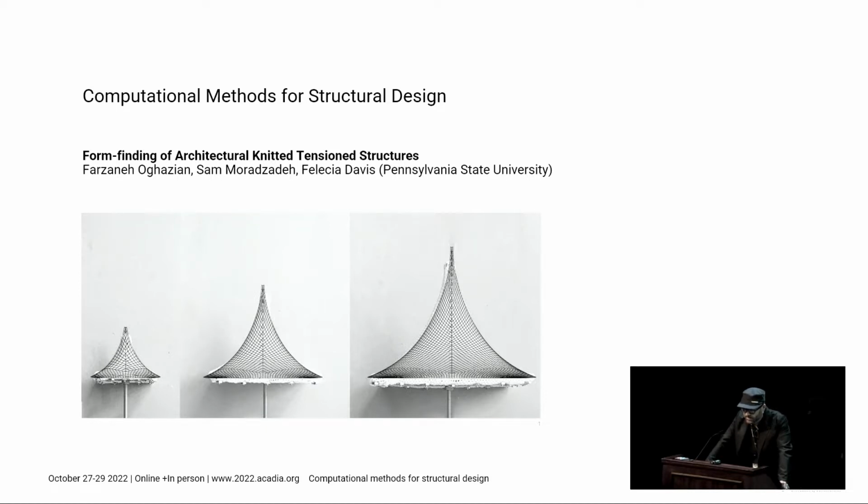Form finding of architectural knitted tension structures, by Farzaneh Oghazian, Sam Moradzadeh, and Felecia Davis. The research study of the fourth and final paper here shows the potential of different Grasshopper plugins for simulating and analyzing knitted textile structures. It elaborates the form finding and analysis of such structures using Kangaroo 2, K2 Engineering, and Kiwi 3D.